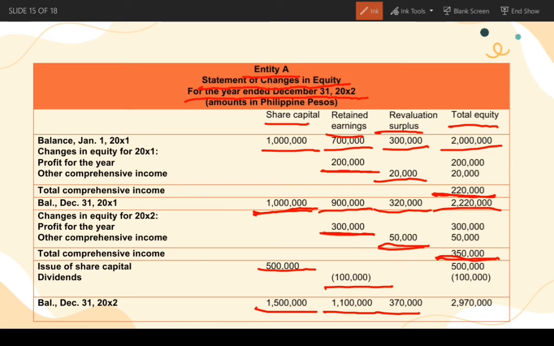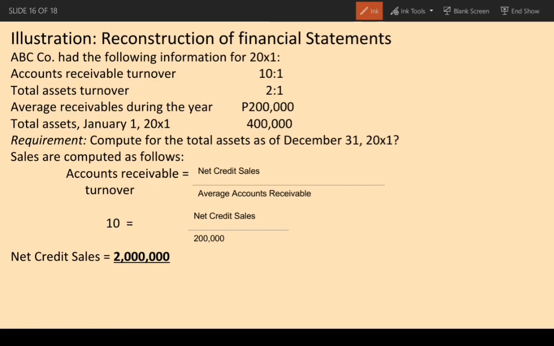So, the total equity as of December 31, 20x2 is 2,970,000. Illustration, reconstruction of financial statements. ABC has the following information for 20x1. Accounts receivable turnover 10:1, total asset turnover 2:1, average receivable during the year 200,000, total asset January 1, 20x1 is 400,000. Requirement: compute the total asset as of December 31, 20x1.